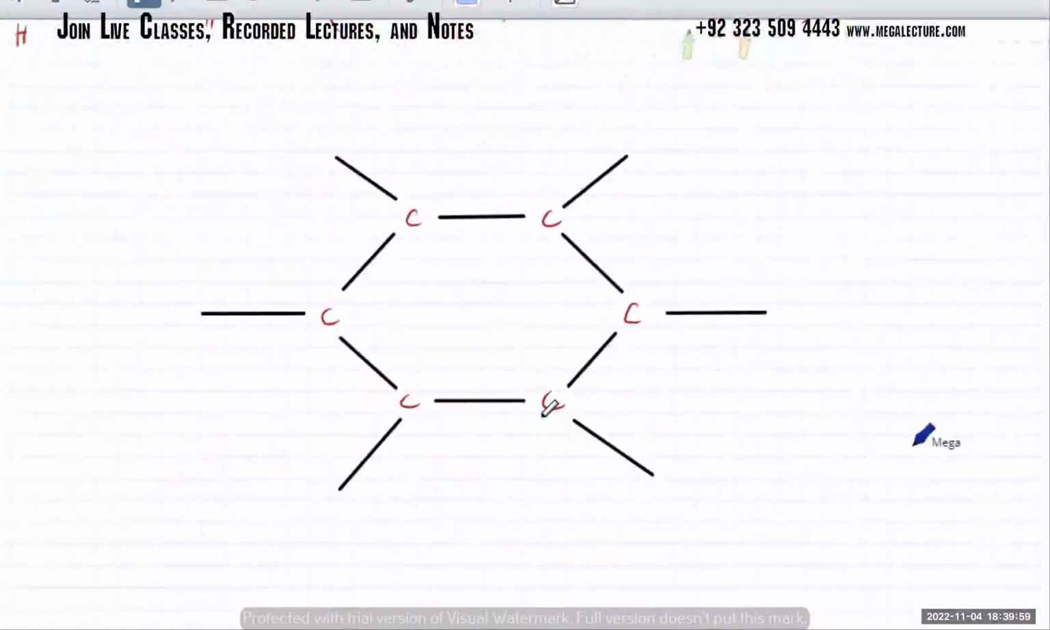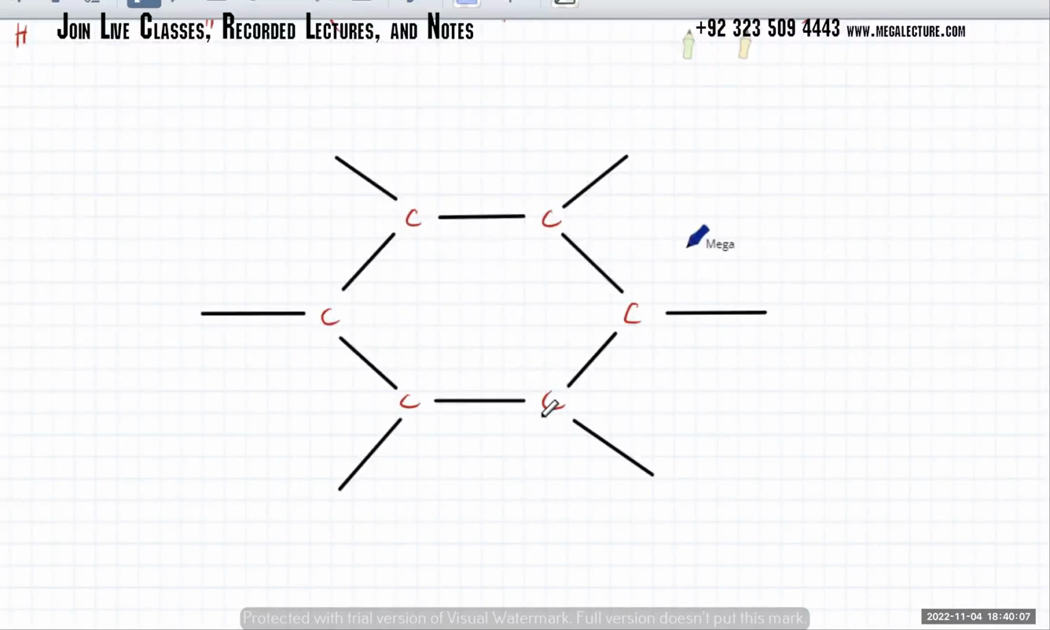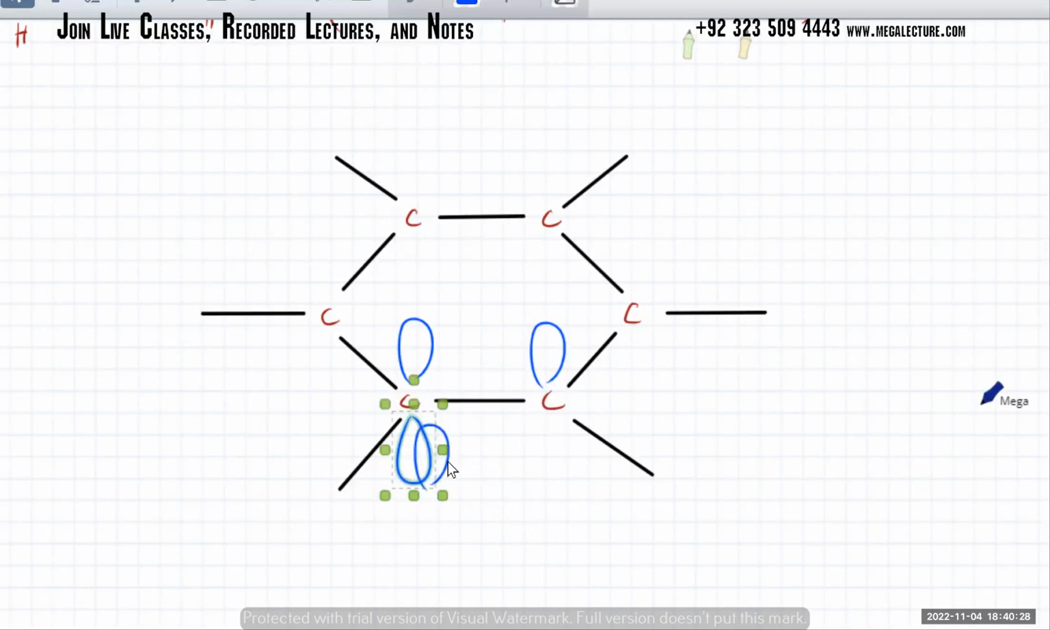So now what will happen? There's going to be a 4th electron. Each one of them will have a 4th electron, and that 4th electron initially is not doing anything. So I've got an electron over here, and the next carbon atom next to it will also have a 4th electron, which is initially not bonding.